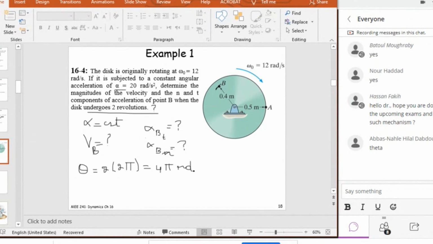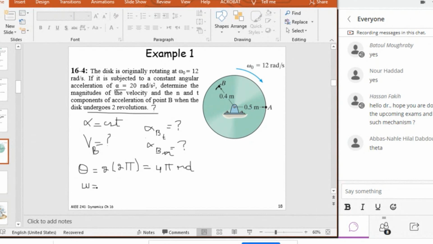Alright, guys? Now, how to find VB? What do you think, guys? Or how to find, first of all, omega? Because if I know omega, I can find VB. VB is omega times RB. So how can I find omega, guys?